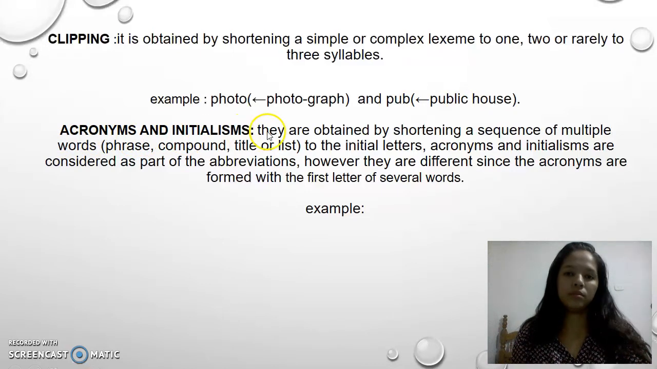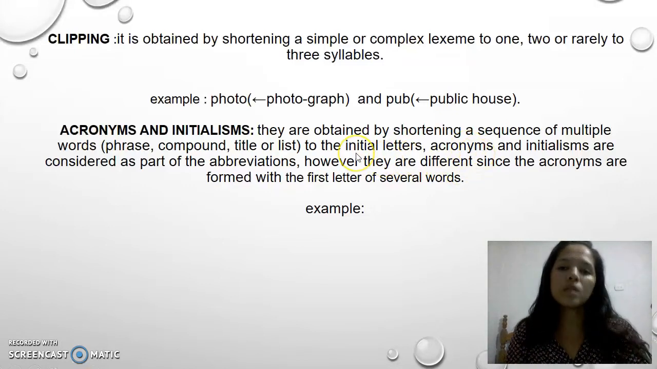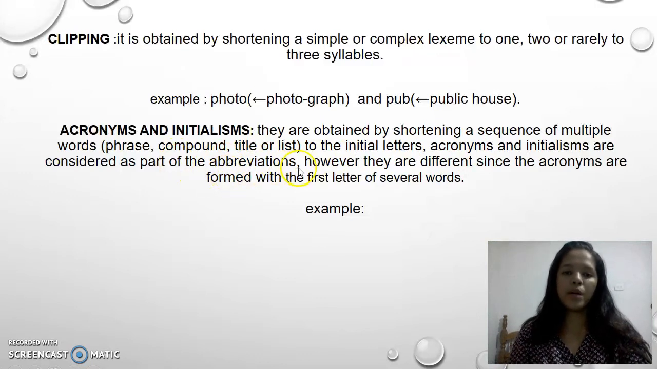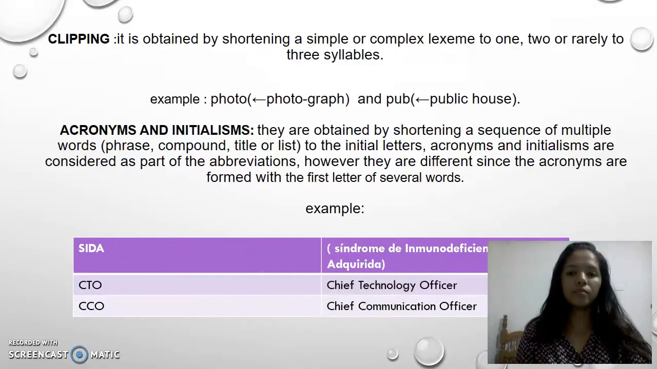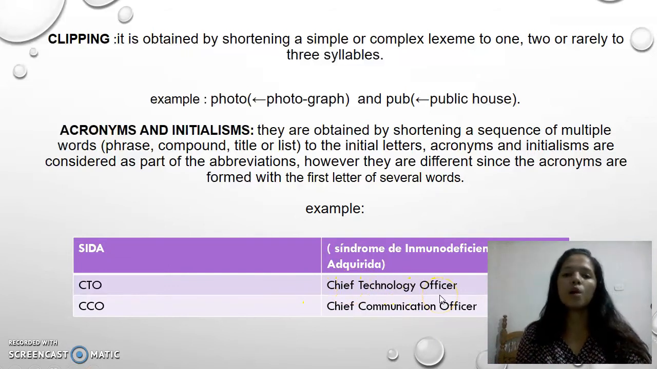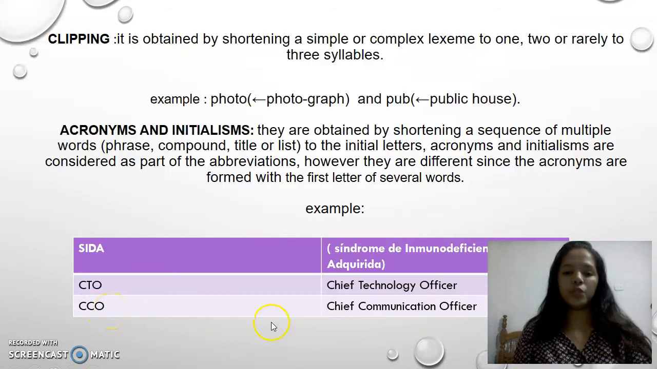Acronyms and initials. They are obtained by shortening a sequence of multiple words, phrases, compounds, titles, or lists to the initial letters. Acronyms and initials are considered part of abbreviation. However, they are different, since acronyms are formed with the first letters of several words. For example, CTO, Chief Technology Officer; CCO, Chief Communication Officer.